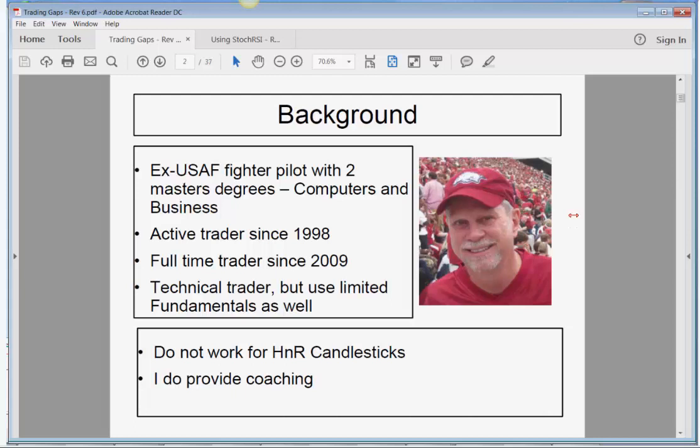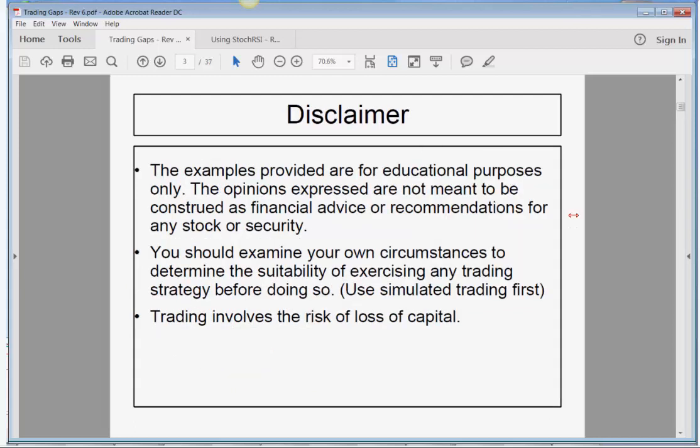I don't work for H&R candlesticks. I've been here since 2010, and I consider Rick not only a colleague but a friend. In fact, I consider almost every one of the members here as friends of mine. And I do provide private coaching. I'm a part-time moderator, less than Doug, but I fill in the gaps when Rick is unavailable for other reasons.